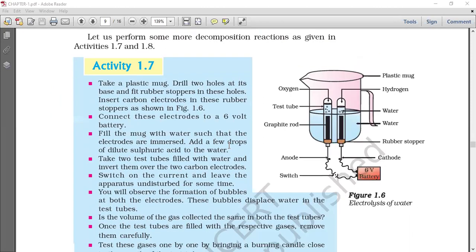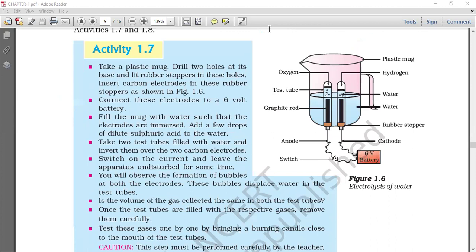Now next one, activity 1.7, electrolysis of water. Very, very important. The same activity, we have even done the experiment and uploaded the video in the description. This activity 1.7 we will discuss in the next topic. Okay, fine.